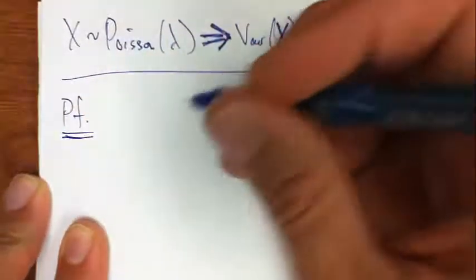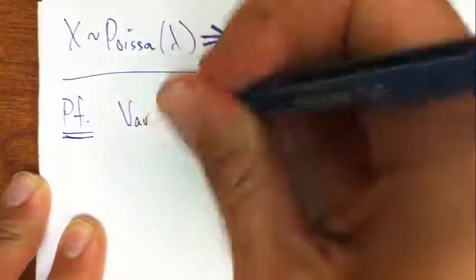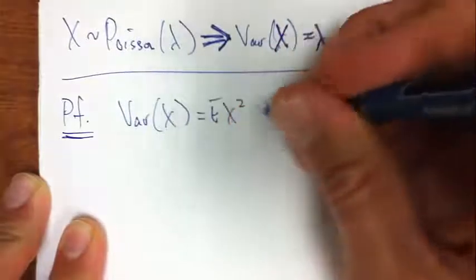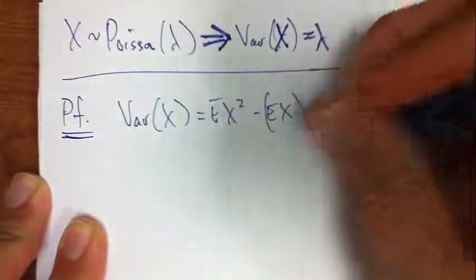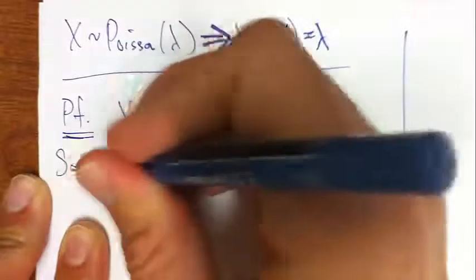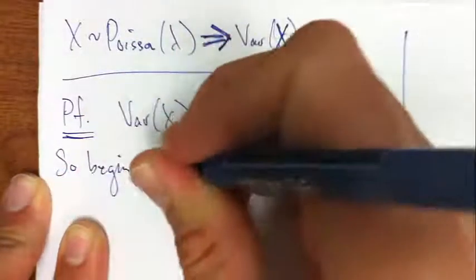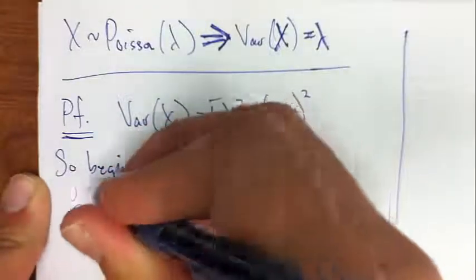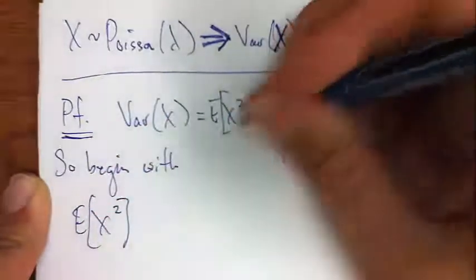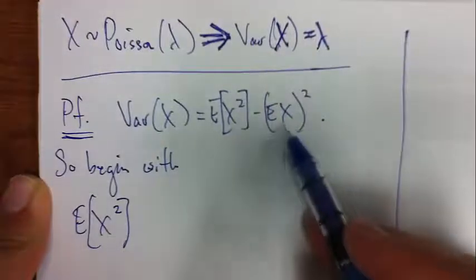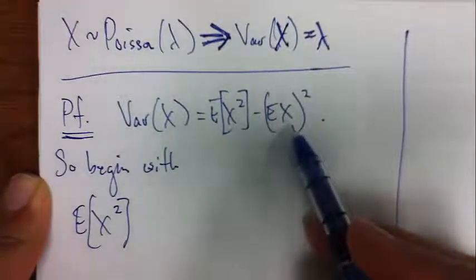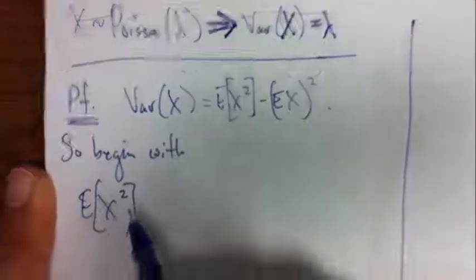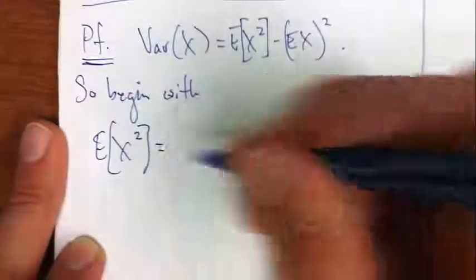First of all, I'm going to use that inside-outside formula. The variance of x for any random variable we know is the expected value of x squared minus the expected value of x quantity squared. So begin with the expected value of x squared, right? We already know the mean is lambda, right? So I can just come back and slap that on the end and get the variance. Right now I need to get the second moment. Remember, that's what this is called, the second moment.